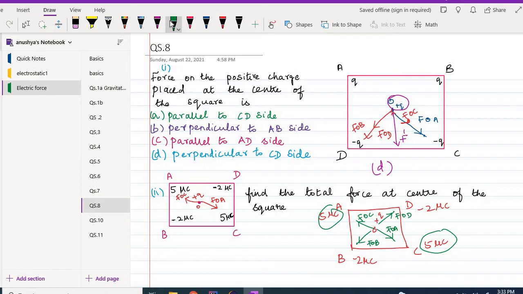Here the repulsive forces along this diagonal are equal and in opposite directions, and along the diagonal BD, the attractive forces are also equal and in opposite directions. So diagonally they get cancelled. So the net force is equal to 0. Why is it 0? F O C is equal to F O A, equal but opposite direction, so diagonally they get cancelled. Similarly, F O D and F O B are equal but in opposite direction, so they get cancelled. So the net force at the center will be 0.